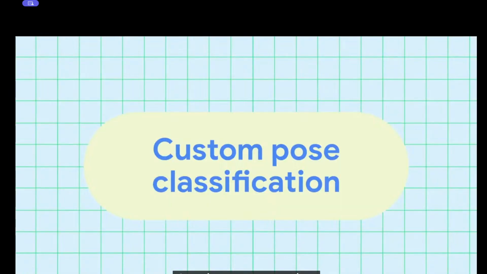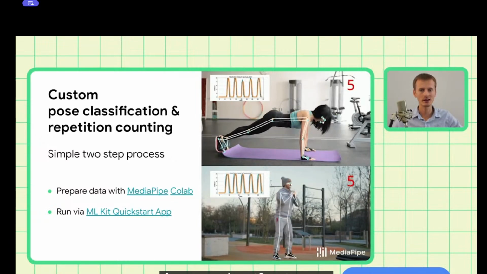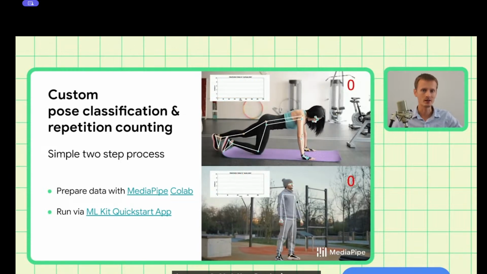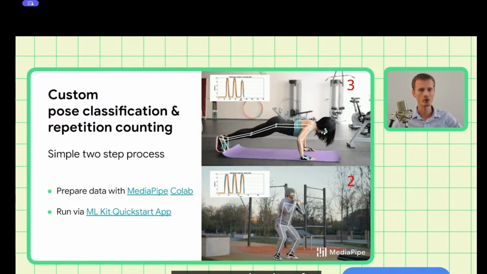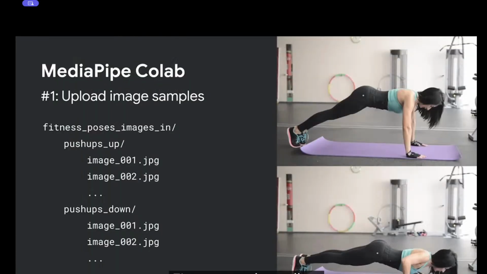Another use case that many developers need is custom pose classification. To ease the usage of our pose detection API, for pose classification, we recently released an example in an ML Kit Quick Start app and MediaPipe Colab to prepare the data for developer-defined custom poses. Let's have a look at how to set it up. First, we need to collect images with desired poses from different viewpoints, lighting conditions, and different people performing this pose. Usually, a couple of hundreds of samples per posture should be enough for the start.